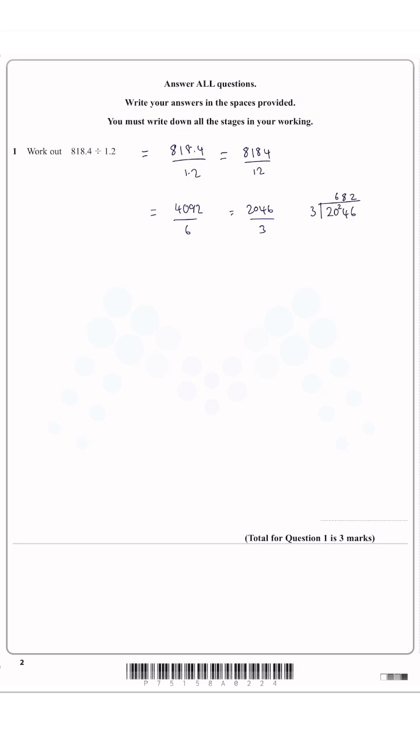Now another way of doing it is to directly do 8184 divided by 12. 12 goes into 81 6 times, gives you a remainder of 9. 12 goes into 98 8 times, it gives you 96, so a remainder of 2. And 12 goes into 24 2 times, and gives you 682 as your answer.